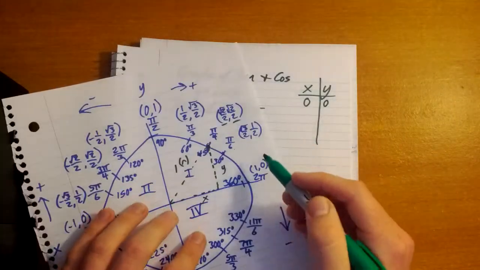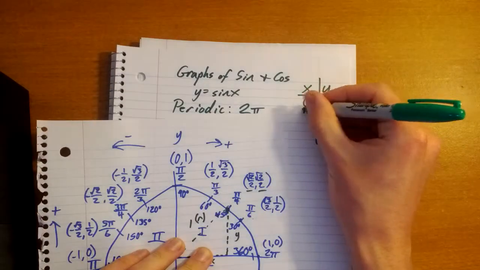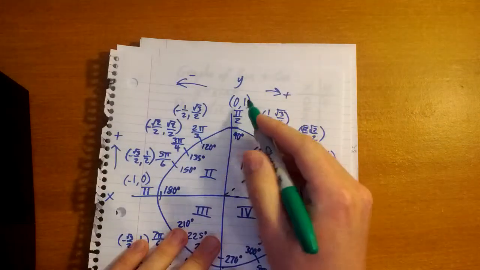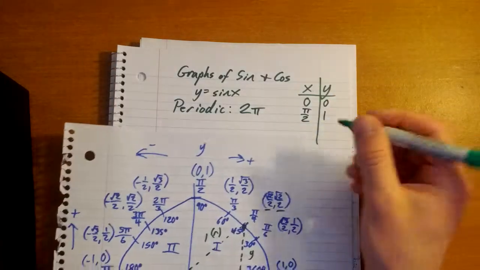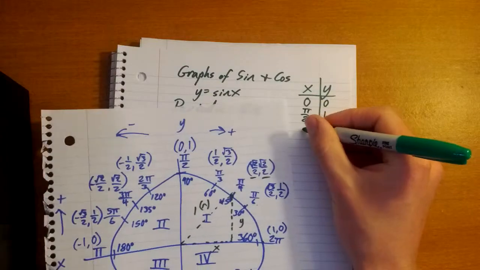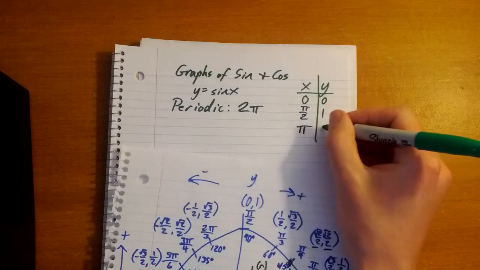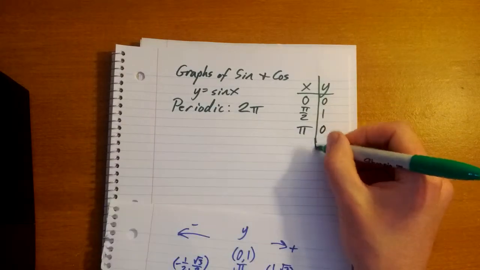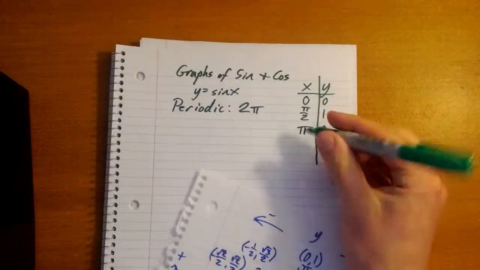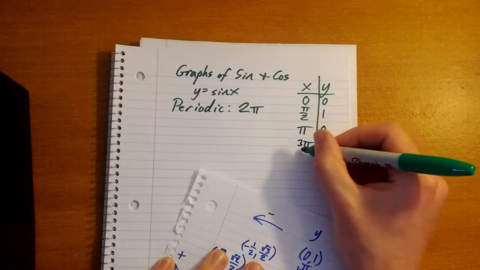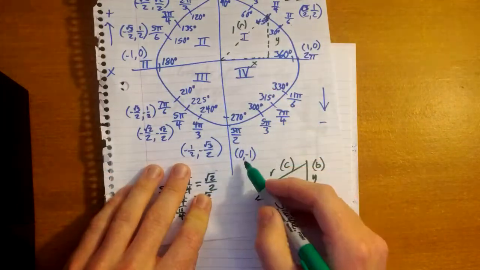The next one, let's plug in pi over 2, or 90 degrees. At pi over 2, what is the y-coordinate? It is 1. For pi, or 180 degrees, the y-coordinate is back to 0. Then, going down, let's go to the next one, 3 pi over 2. What is the y-coordinate? It's down here, so it's -1.